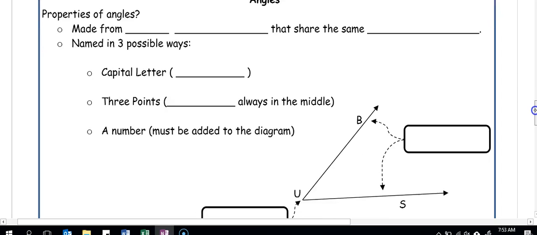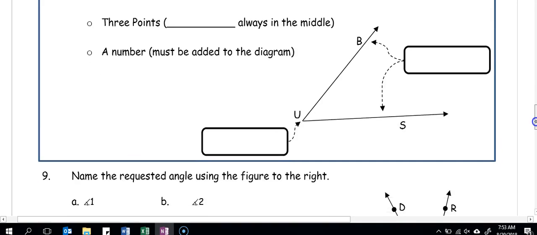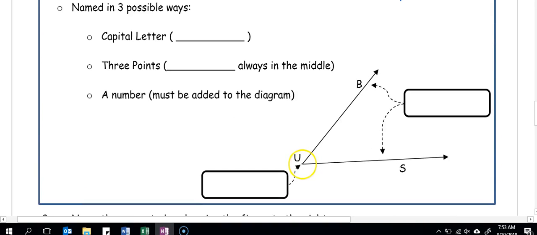Now let's look at angles. So angles are made from 2 rays that share a common endpoint. Now, there's 3 ways to name it. We can name it with a capital letter. So if I look down at this picture, when I'm using the capital letter, I need to name it by the vertex, which is U. So we could call it angle U because this is our vertex. And these are our 2 rays.